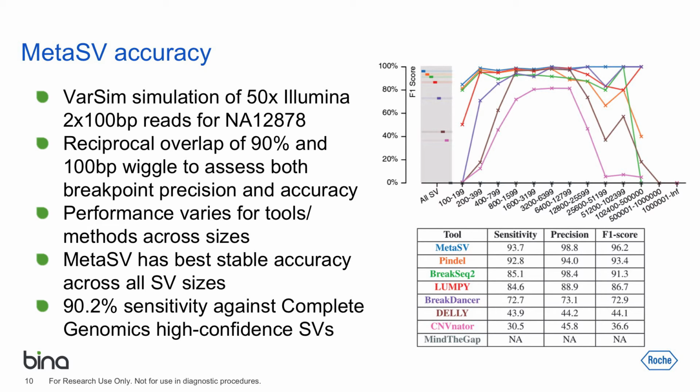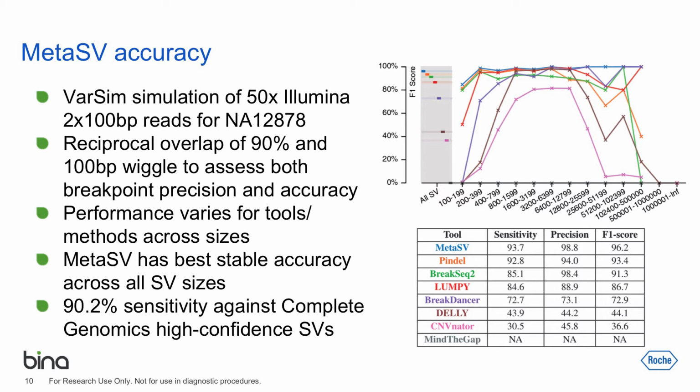And we see that the performance for different tools varies across different sizes. And in fact, MetaSV, which is the top blue line, achieves the most stable accuracy. In fact, it is the best performing for each size bin. In addition, the performance of MetaSV doesn't drop much except for the smallest size, where because each tool used as input to MetaSV doesn't perform very well for those sizes, MetaSV performance drops for those sizes.